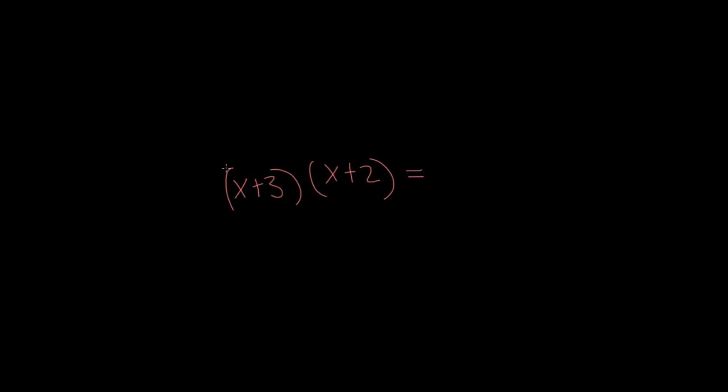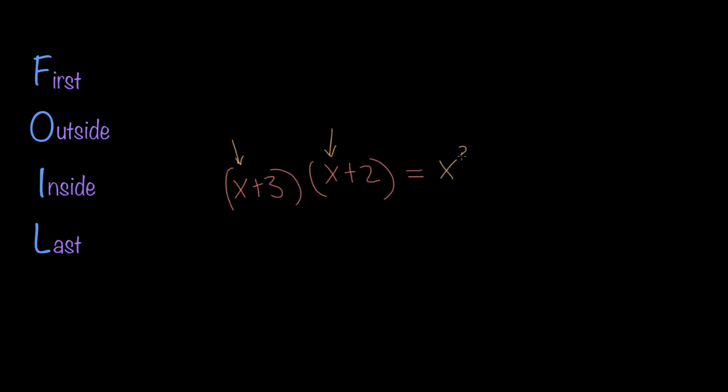So the method that we use to multiply polynomials is called FOIL. FOIL is an acronym that stands for first, then outside, then inside, and then last. So using this method, we can multiply these polynomials. But what does FOIL really mean? Let's look at the F first. The F stands for first, which means that we take the first term in each polynomial and we multiply them by each other. So x times x is x squared.